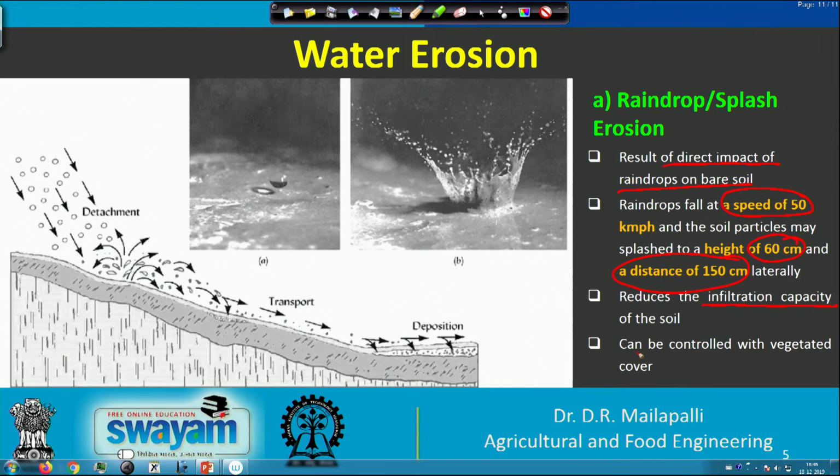So, this splash erosion can be controlled with vegetative covers. Once we have vegetative cover, that really helps in dissipating the raindrop impact and reduces the splash erosion.